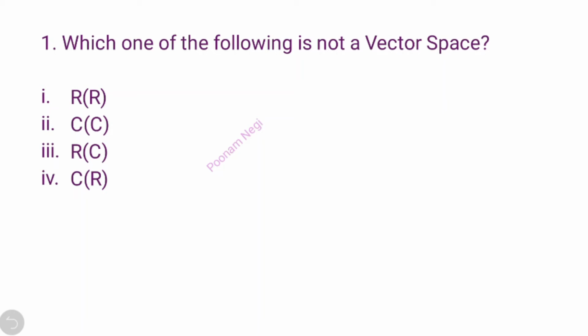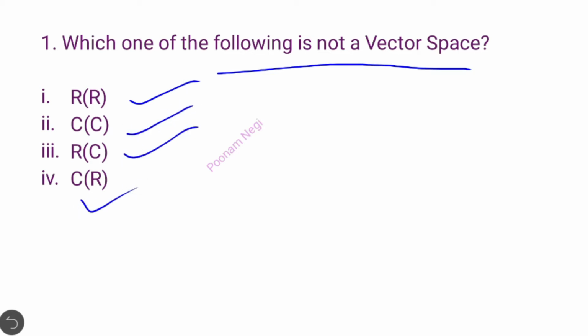Hello students, today we are going to start the multiple choice question series from a new subject, that is linear algebra. The first question is, which one of the following is not a vector space? R over R, C over C, R over C and C over R.